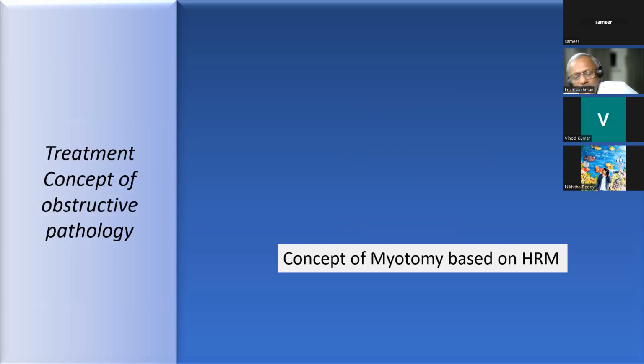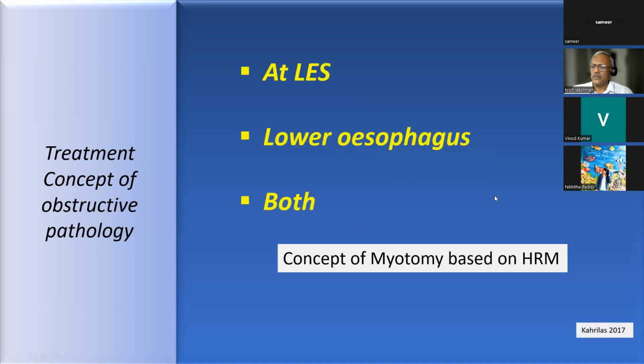Okay. What is interesting is the concept of myotomy based on HRM. HRM is high resolution manometry. This is what I said. When you're giving customized treatment, then you have to do manometry. And this is practically now followed by many centers undertaking POEM. They do a manometry and they say, okay, there is a problem with dysphagia and chest pain, food holdup. Where is the pressure? Where is the holdup? At LES, at lower esophagus, or is it both?